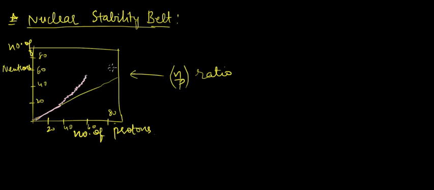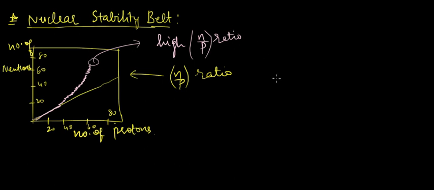So from this point onwards, we can say that a higher n by p ratio is seen in atoms, and here we have what is called the zone of lower n by p ratio.